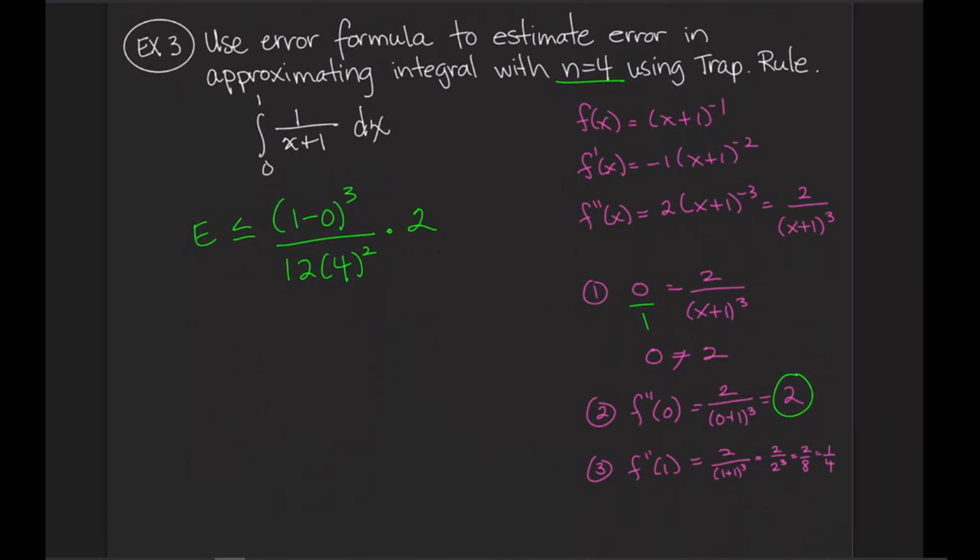So it seems complex, but it's really not. So my error has to be less than 2, right? Because this piece would be 1 times 2 is 2, over 12 times 16. Or I can think about this as 6 times 16, which is 96. So I find that my error is less than or equal to 1/96.